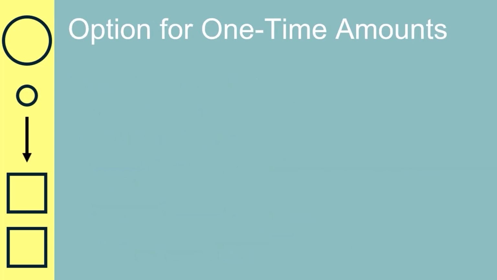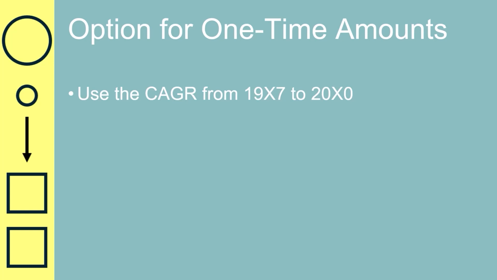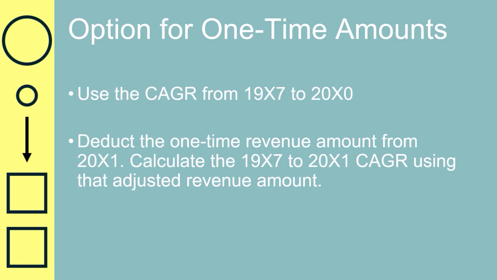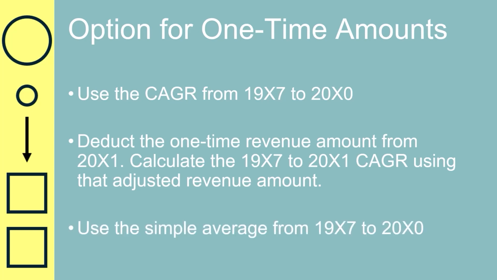What if this company had a one-time spike in revenue in 20x1 and you expect future years to follow the trend of 19x7 to 20x0? Don't use the compound annual growth rate for the period ending 20x1. You have a few options. You can use the compound annual growth rate from 19x7 to 20x0, deduct the one-time revenue amount from 20x1, and calculate the 19x7 to 20x1 compound annual growth rate using that adjusted revenue amount, or just use the simple average from 19x7 to 20x0.